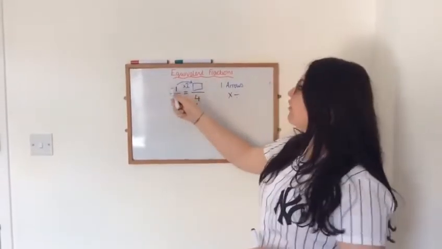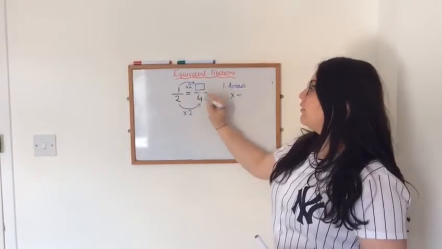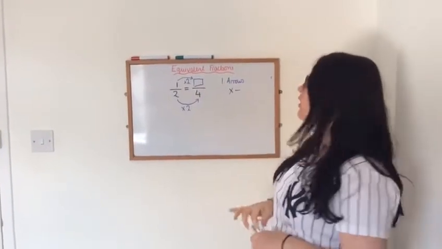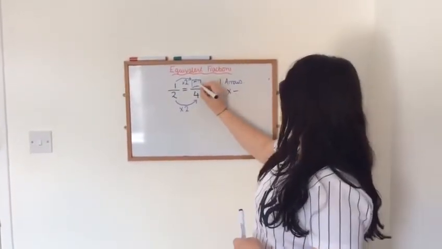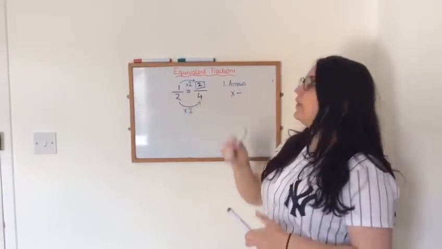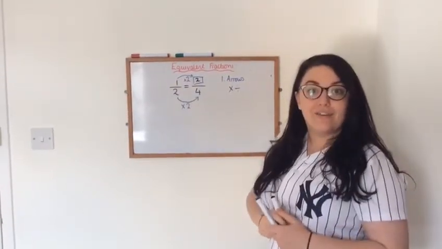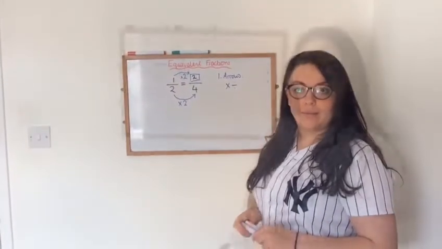Then we just follow the arrows. 1 times by 2 must be 2. So 1/2 is equal to 2/4. So that's your first example. We'll go through another one as well.